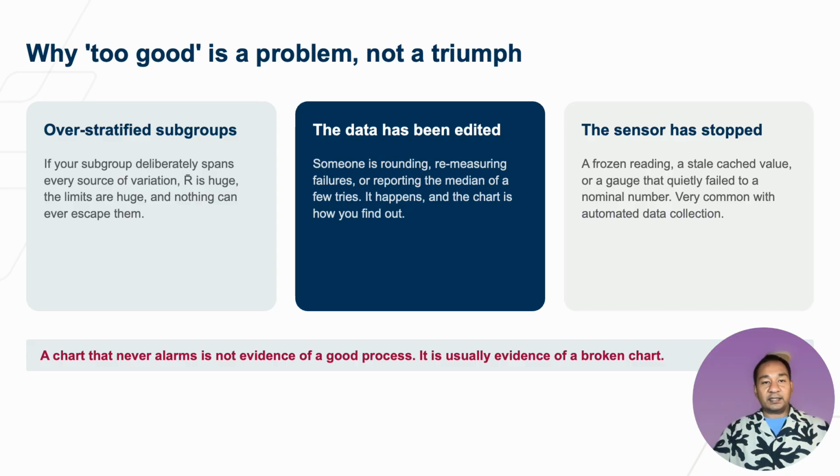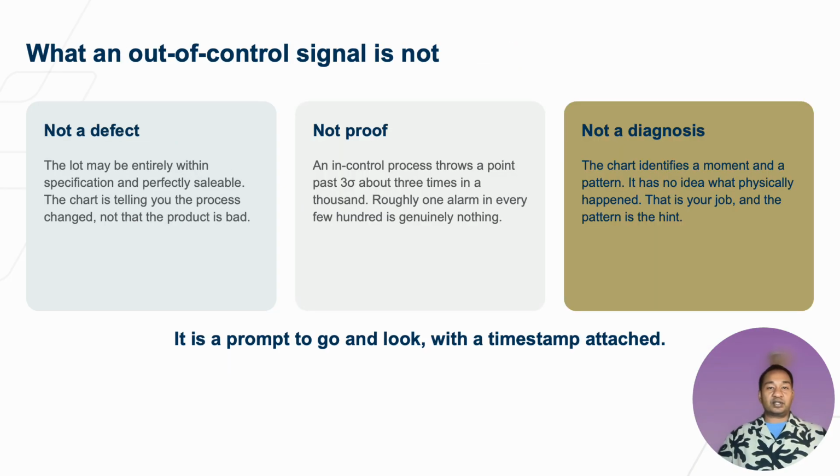The data has been edited. Someone is rounding or remeasuring anything that looks bad, or reporting the median of 3 attempts. This happens particularly when an out-of-spec reading triggers paperwork, and the chart is often how you find out. The sensor has stopped. A frozen reading, a cached value that is no longer updating, or a gauge that failed quietly on a plausible nominal number. This is extremely common with automated data collection, and it can persist for months because nothing looks broken. A chart that never alarms is not evidence of a good process. It is usually evidence of a broken chart, and it should be investigated with the same energy as an excursion.